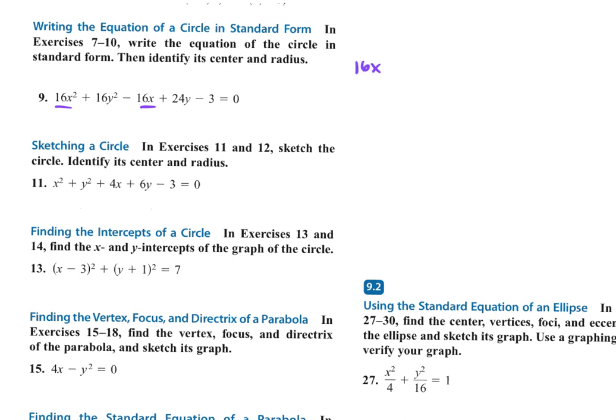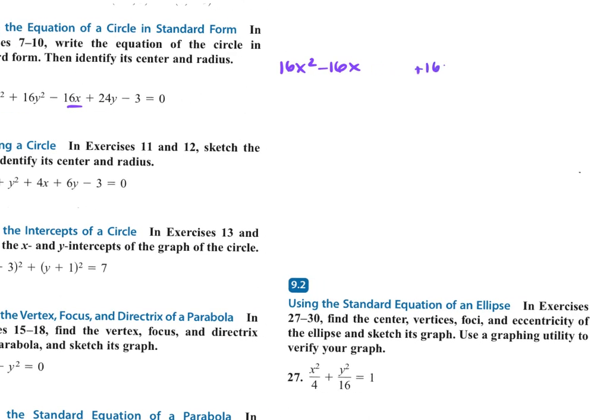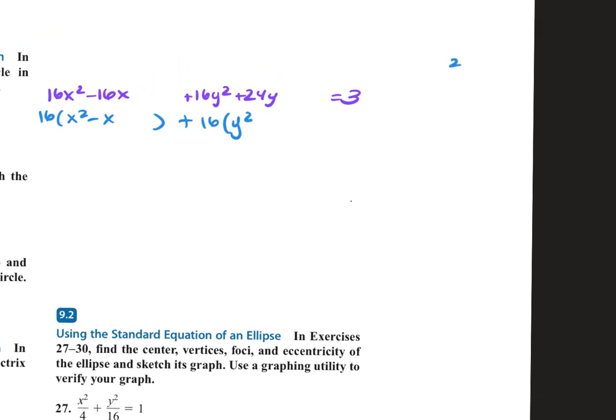So I get 16x squared minus 16x, and then you'd get plus 16y squared plus 24y, and then you bump the 3 to the other side. Then you have to take out the 16. x squared minus x plus 16, y squared. And circles don't have to be equal to 1, right? No, they're the only one, well, that and parabolas.